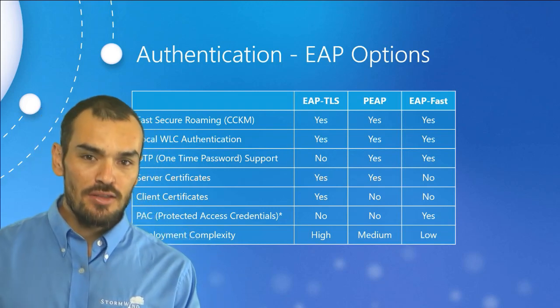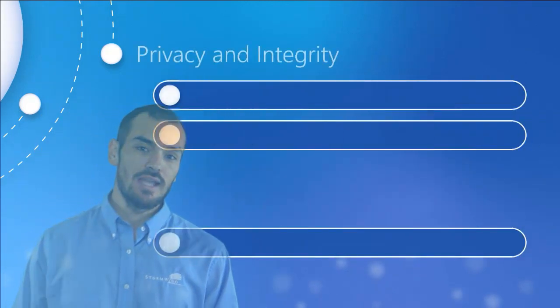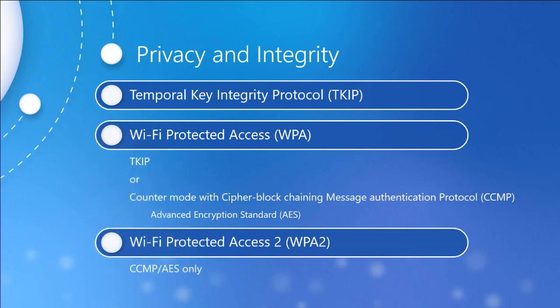So factoring in authentication, the next thing we need to take a look at is privacy and integrity. Now, after covering those authentication options, how do we protect the data in open space and determine if it has been tampered with?